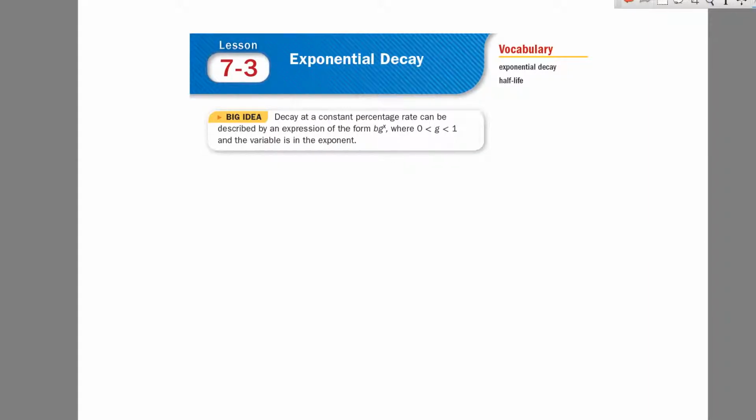Woohoo, we're decaying exponentially. Yeah, this is 7.3, exponential decay. We had growth, and now we've got decay. And this is described by equations similar to the ones we just saw in exponential growth. But now what we've got is a case where I've lost my pen.